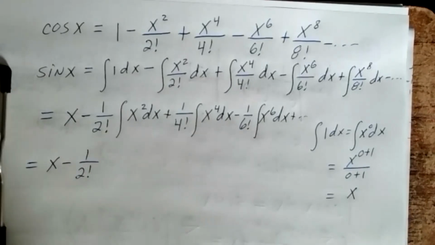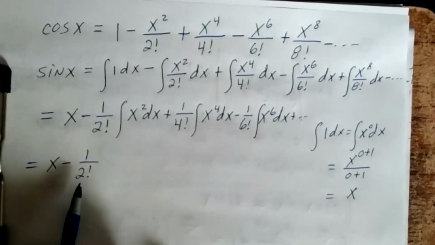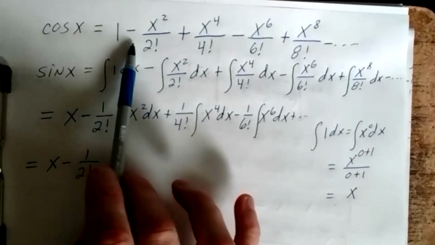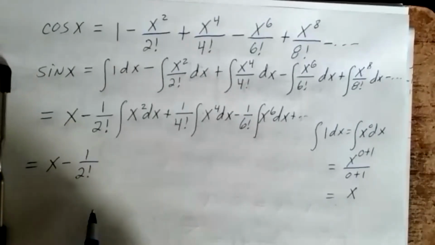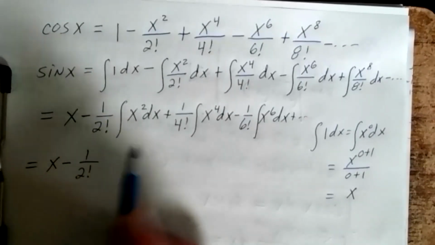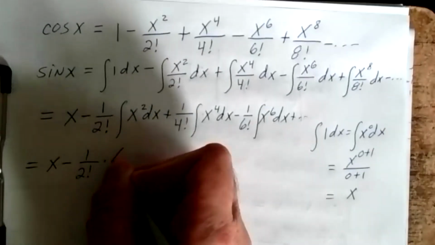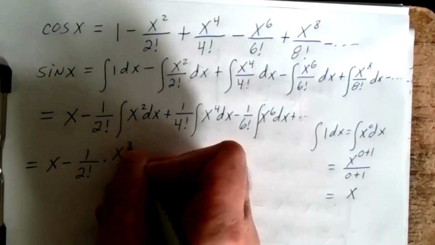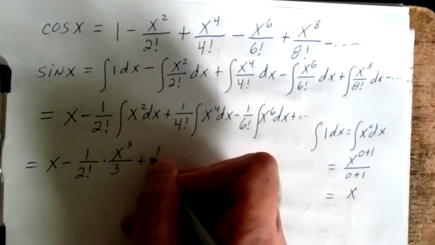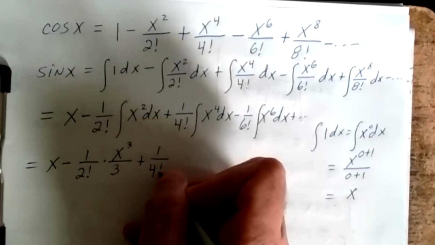I'm going to finish this problem here, the sine of x. In order to find the power series for the sine of x, we're going to have to integrate the Taylor power series for the cosine of x. So integrating x squared with respect to x, we would be left with x cubed using the power rule of integration divided by 3. Plus, we got 1 over 4 factorial.